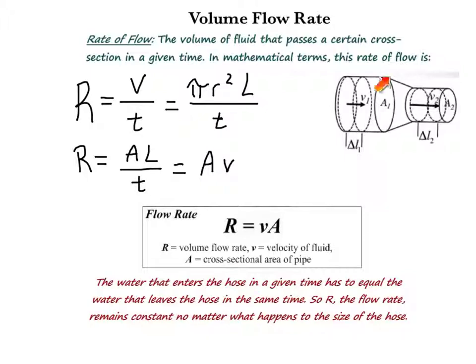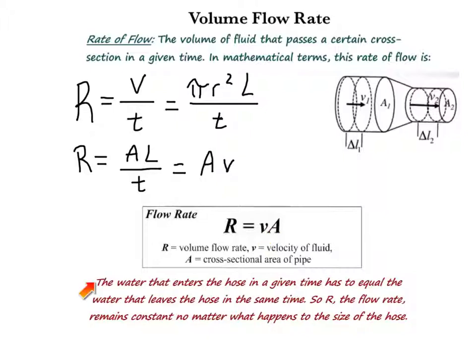Well, if we're looking over here at a cross-sectional area of that pipe, a cross-sectional area is simply a circle. So area of a circle is pi r squared. So we can have that cross-sectional area times that length of pipe over time. Well, what's this length over time? Length is nothing more than a distance, right? So what is distance over time? It's velocity. So what we end up with volume flow rate is simply the velocity of the fluid times the cross-sectional area of the pipe.